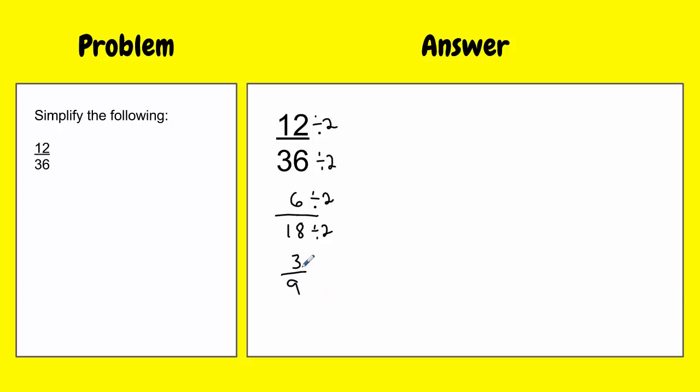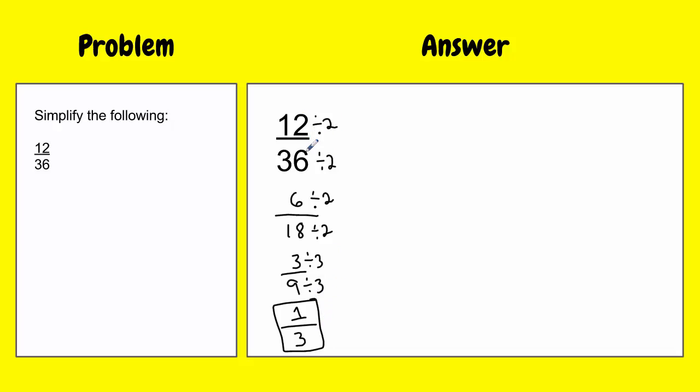And again, is this simplified? Well, is there a common number that can go into 3 and 9? And there is. I can divide each one by 3. So 3 is my common number. 3 divided by 3, I get 1, and 9 divided by 3, which is 3. So 12/36 in simplified form would be 1/3.